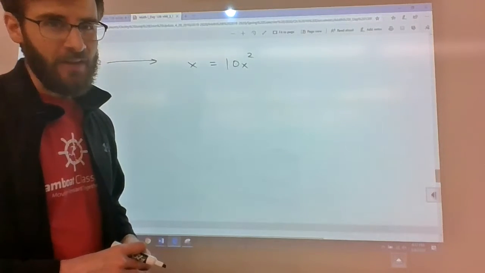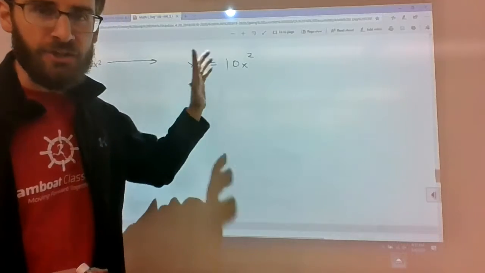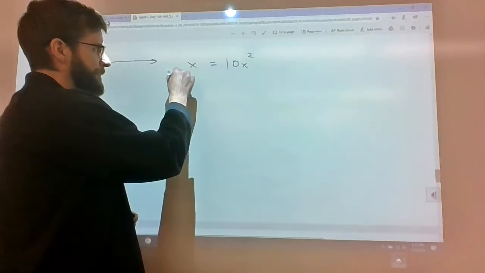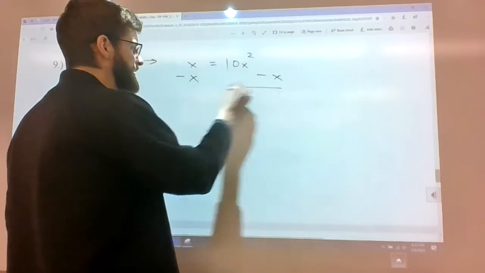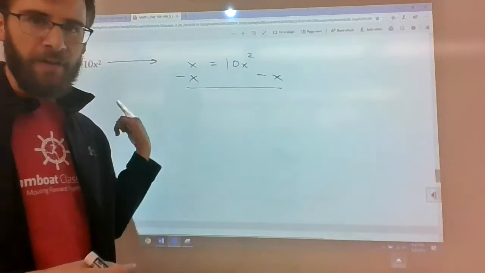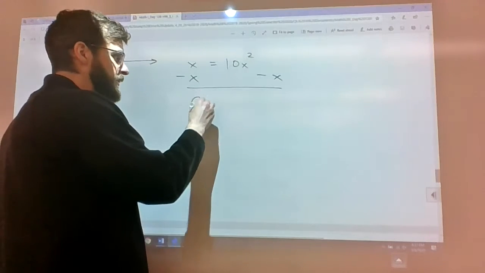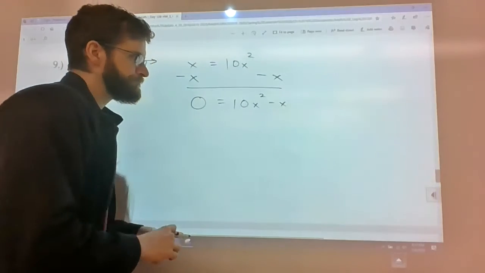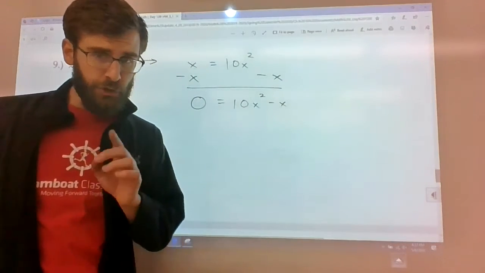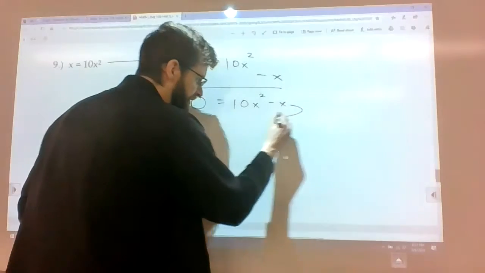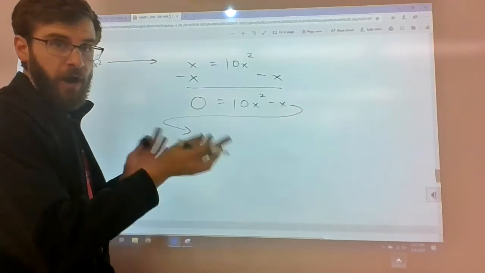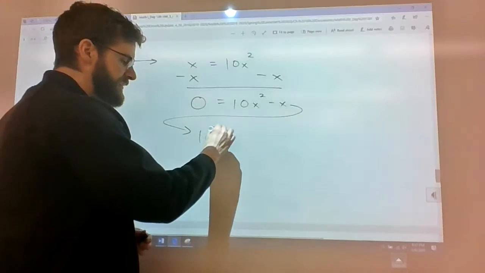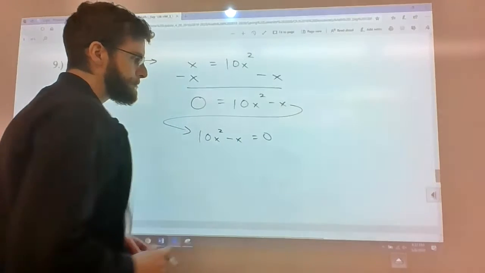Doesn't matter to me. I will show you that you can move things to the right-hand side if you want to, though. You are perfectly free to do that. It doesn't have to move everything to the left. So 0 now equals 10x squared minus x. In fact, you can now do the symmetric property where you rewrite it where 10x squared minus x is on the left and 0 is on the right.